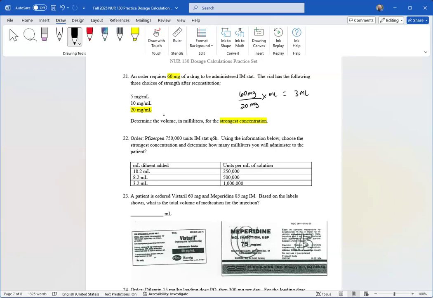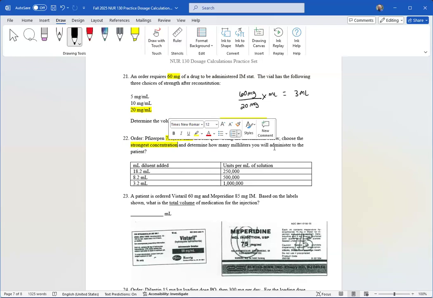And thank you again for pointing me in the right direction of these questions, because obviously I don't have them, because I got rid of them. But now here's the tricky one because it adds some extra information. So it tells me my order is 750,000 units. And then it tells me to choose the strongest concentration based off of the choices below. And where I think most of you are probably getting stuck is you're looking at, well, what do I look at for the strongest concentration?